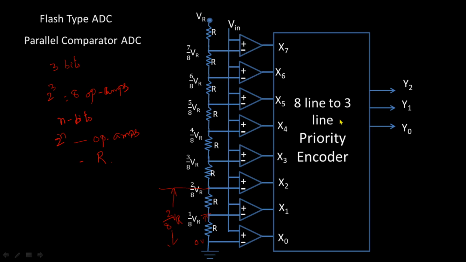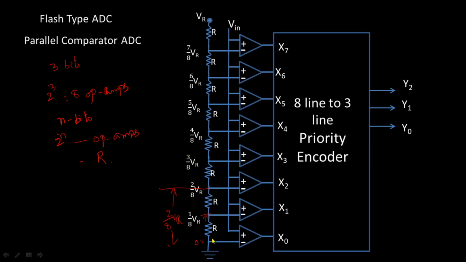In this example, the output is in 3 bits. When the output is required in 3 bits, it requires 2 power 3, that is 8 op amps. And to provide the reference voltages for each op amp, it requires a voltage divider network, which has 8 equal-valued resistors.